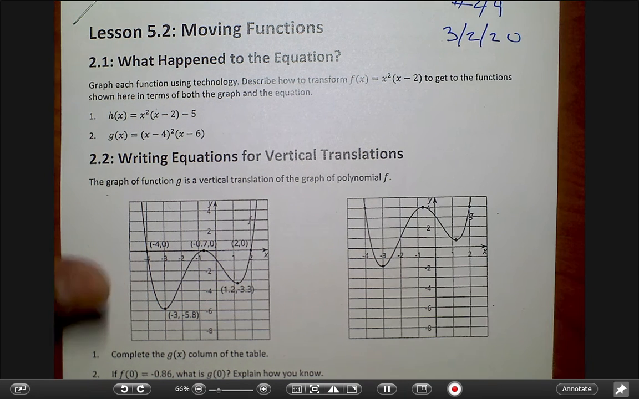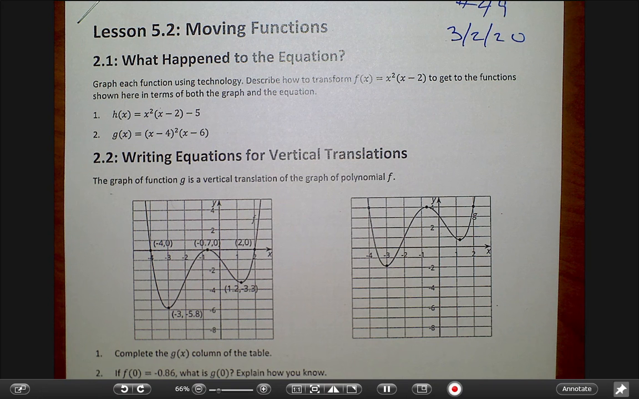There we go. So it says graph each function using technology. Describe how transformation this to get function shown here and both graph equations. So take a look at your handy dandy calculator. I'm hoping you guys actually have it. Yeah, go ahead.